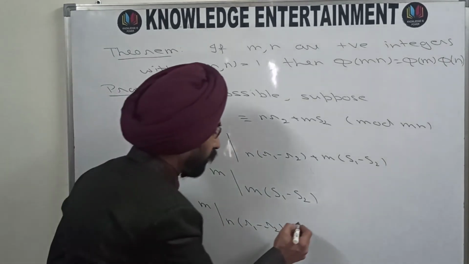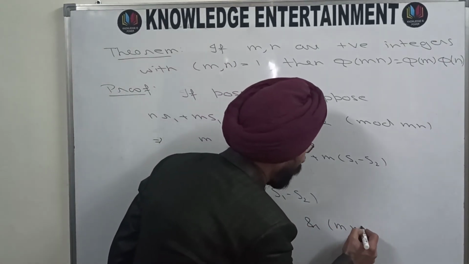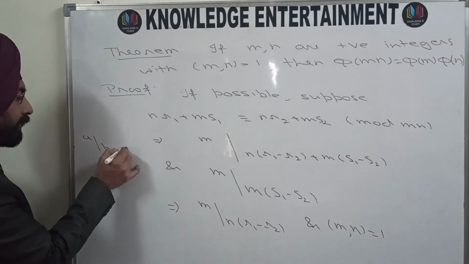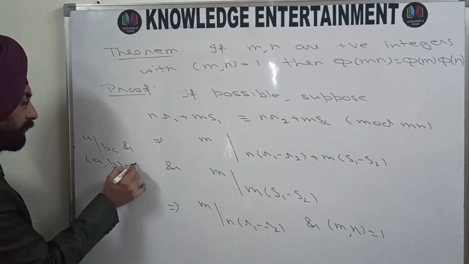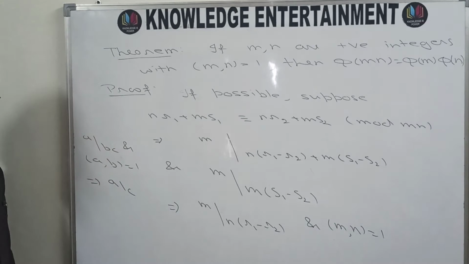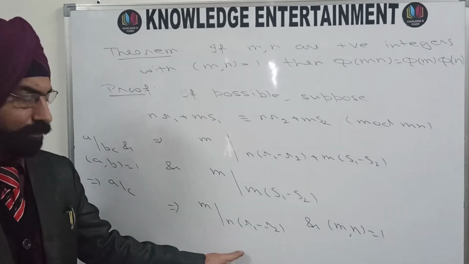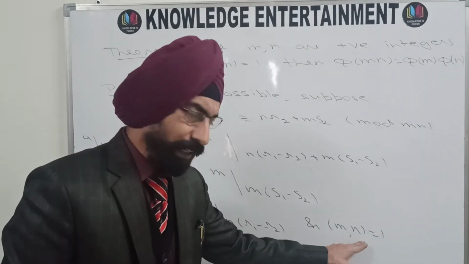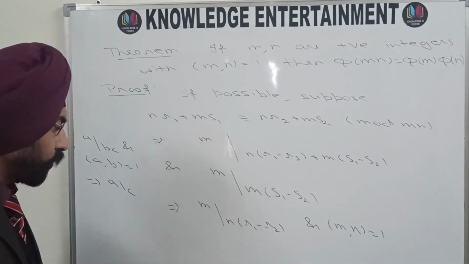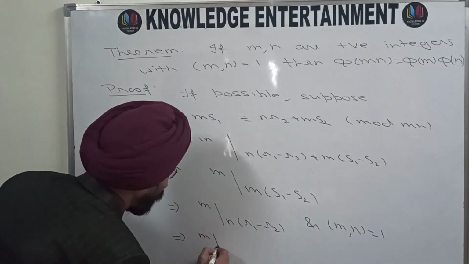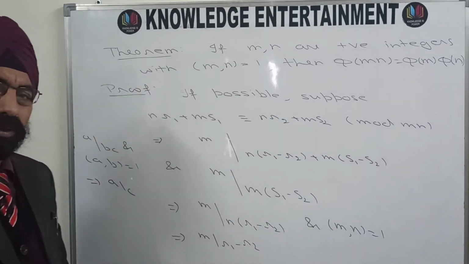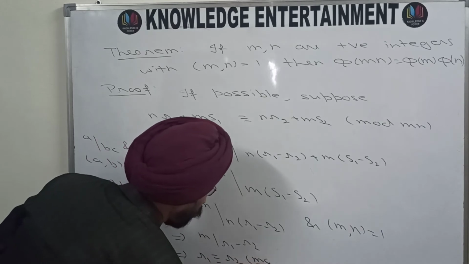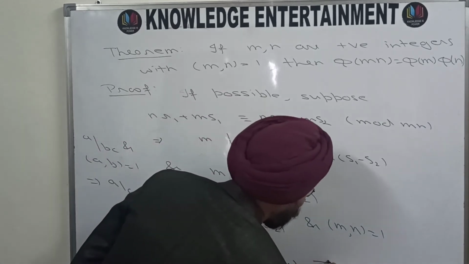And what is the GCD of m and n? The GCD of m and n is 1. We know that if A divides BC and GCD of A and B is 1, then A divides C. And this result I am going to apply here. This is your A, this is your B, this is your C. A divides BC and GCD of A and B is 1, so A must divide C. So this means m divides r1 minus r2. And this means r1 is congruent to r2 modulo m, and this is a contradiction.